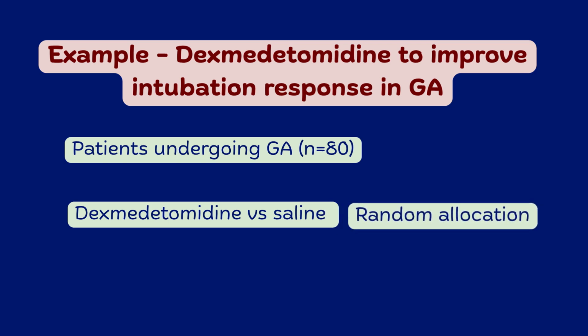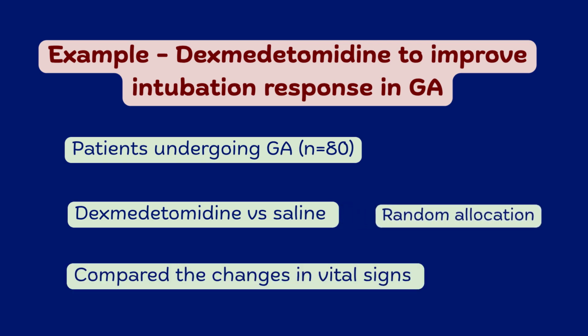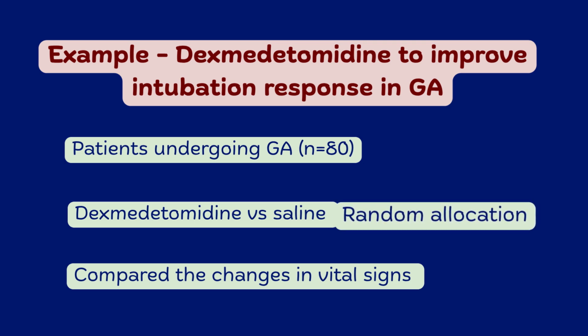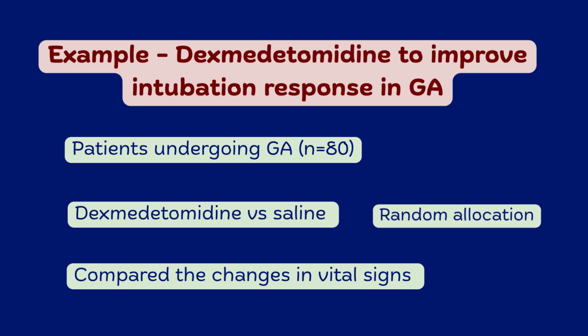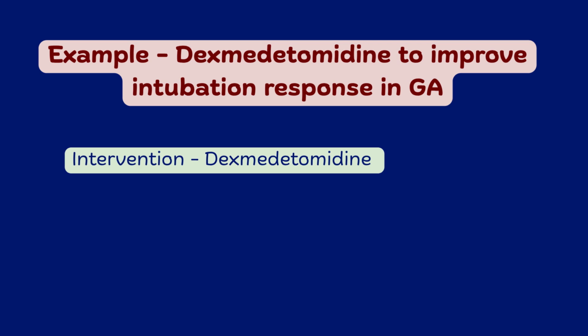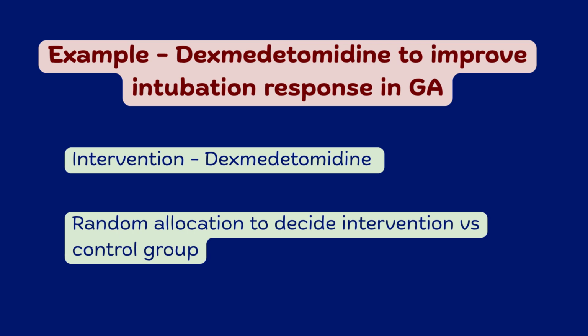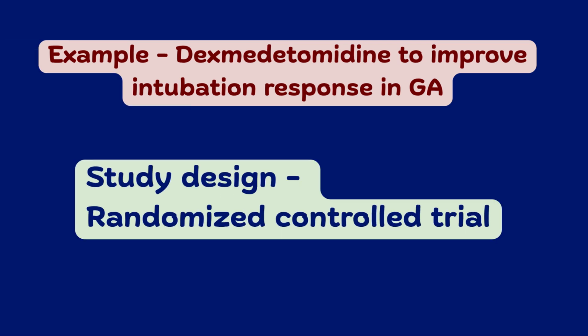They recorded the changes in vital parameters during endotracheal intubation in both intervention and control groups. This was considered an interventional study as the researchers provided an intervention, that is, dexmedetomidine versus placebo, for the purpose of the study. Since random allocation was used to decide which patients were allocated to the intervention versus the control group, this was described as a randomized control trial.